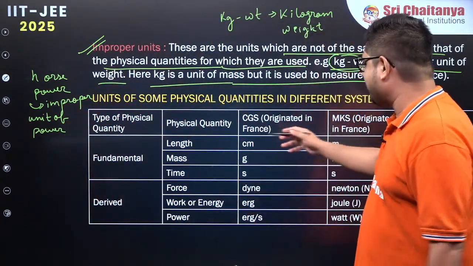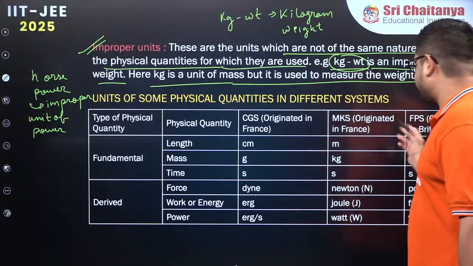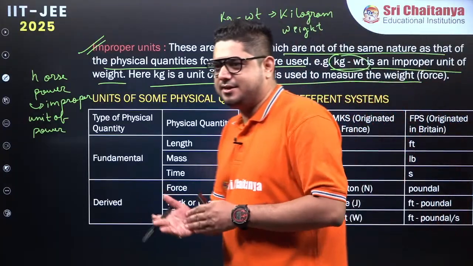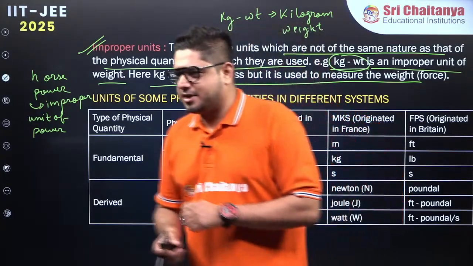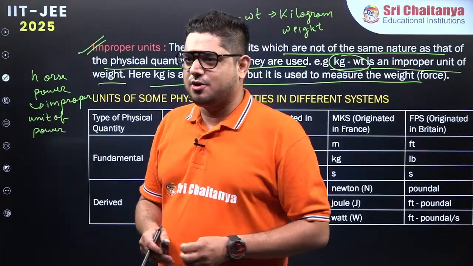So now you can see that units of some physical quantities in different systems. There's a tabulation over here. Very good, Padma Sri Rangan. You want to become a space engineer. That's really great of you all, isn't it?